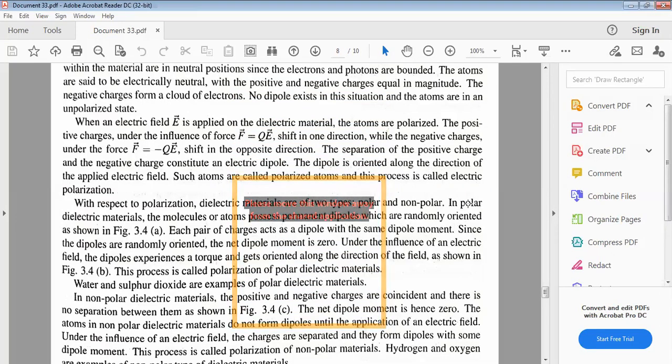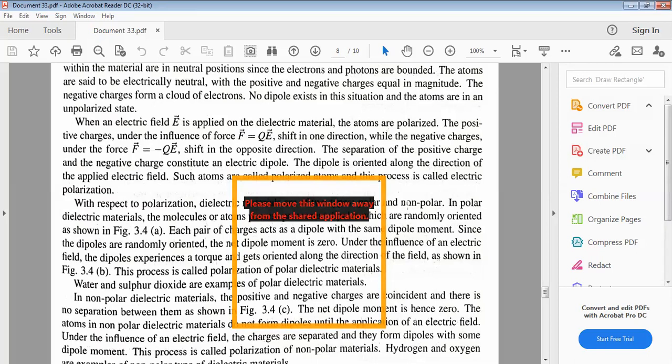The separation of the positive charge and the negative charge constitutes an electric dipole, with equal and opposite charges of the same magnitude. In that way, the dipoles are formed. The dipole is oriented along the direction of the applied electric field.